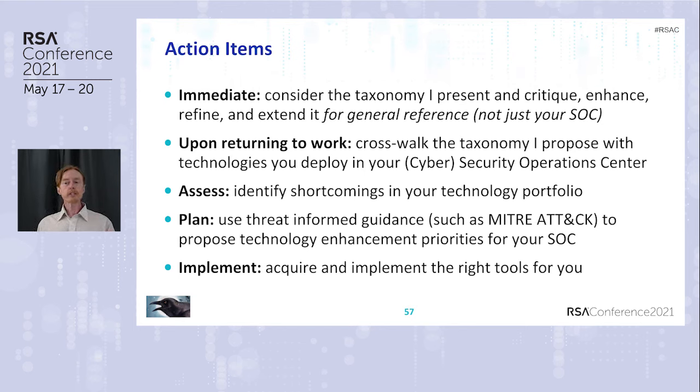I would then like you to take this and consider, is this the right list for me? I actually have a spreadsheet that I share publicly for this list, right? And you can take it and adapt it to your needs. So I'd like you to start with what's right for me and the functions that I actually need to perform. And then I want you to take that list of shortcomings and use a threat intelligence informed criteria for selecting what technology will solve problems for you.